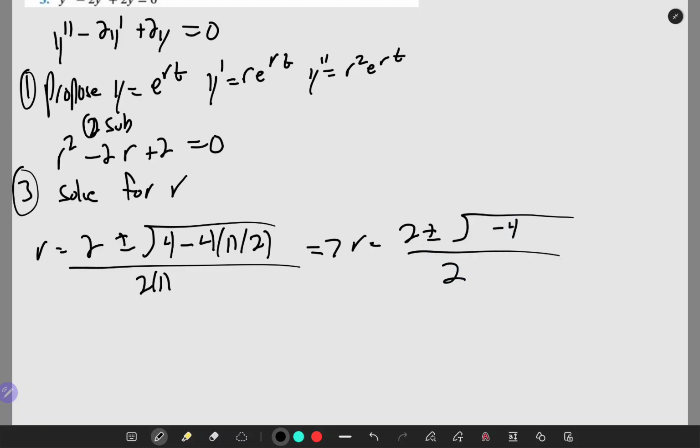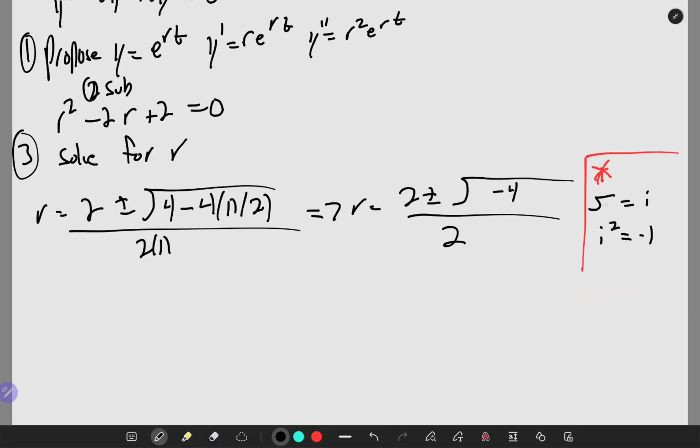Now, just recall that the square root of -1 is equal to i. So that tells us that i squared is equal to -1, basically.